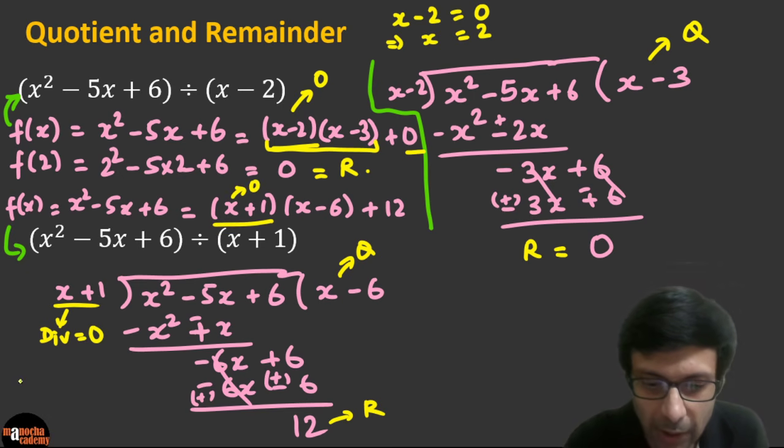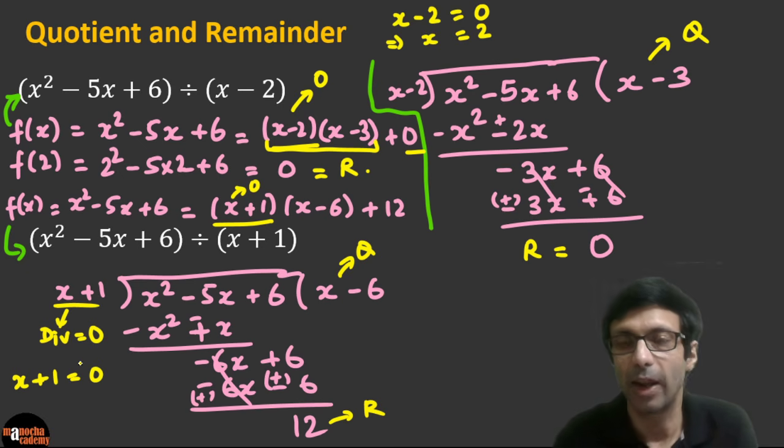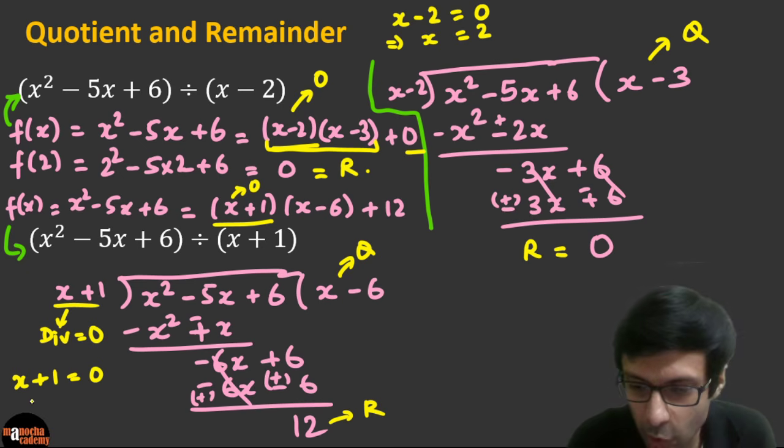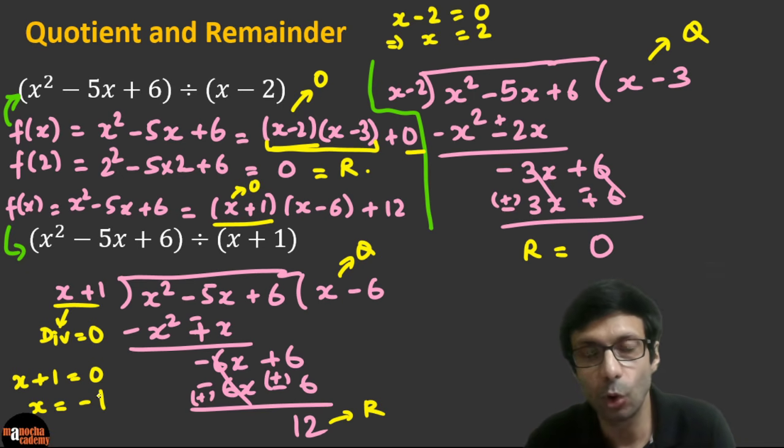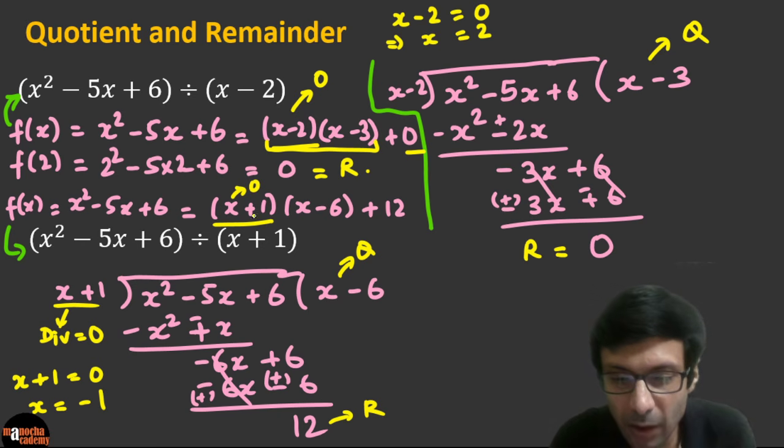So what do we do for that? Basically, x plus 1 is equal to 0, right? So if x plus 1 is equal to 0, we are going to get x equal to minus 1, right? So when the divisor, note we are setting the divisor to be 0. Why? Because we want this entire term to disappear.